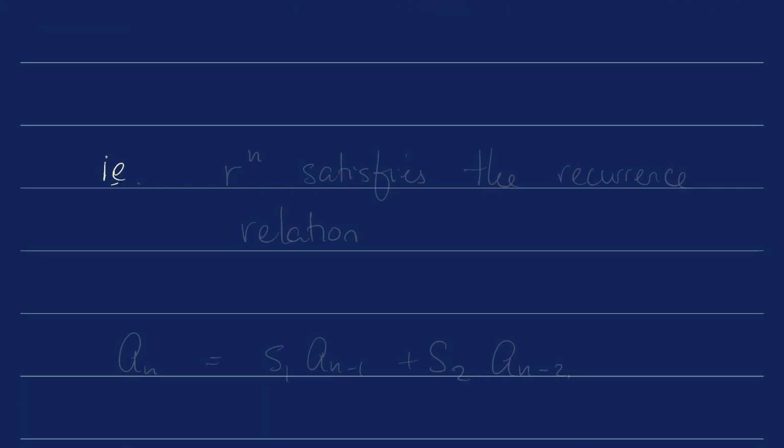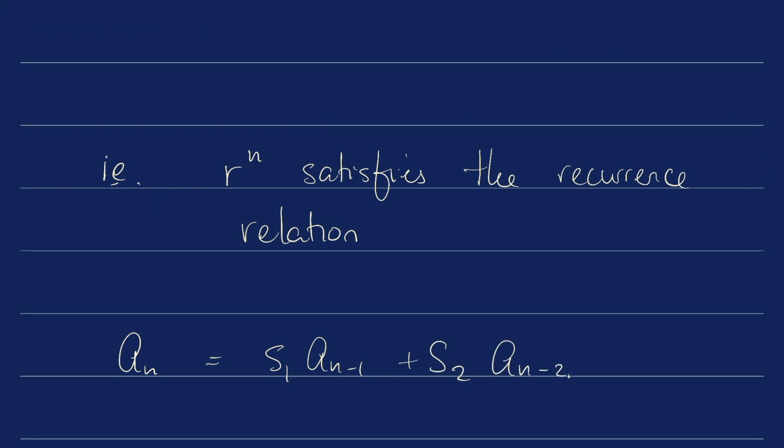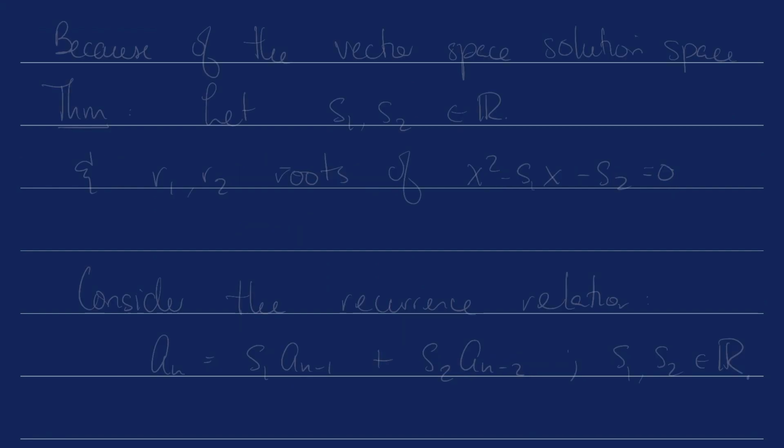Altogether, this means when r is the root of this quadratic equation, r^n satisfies the recurrence relation a_n = s1 a_{n-1} + s2 a_{n-2}. That is, it satisfies a second order linear homogeneous recurrence relation. Let's put this together with what we learned about the vector space structure of solution spaces to these recurrence relations.